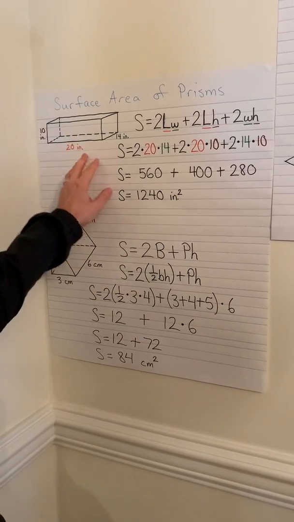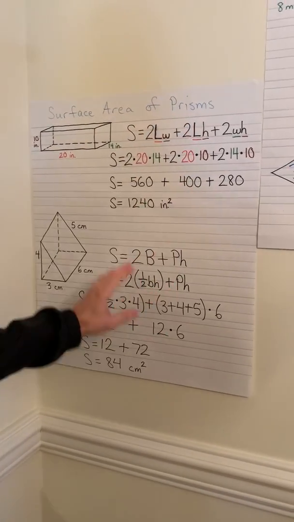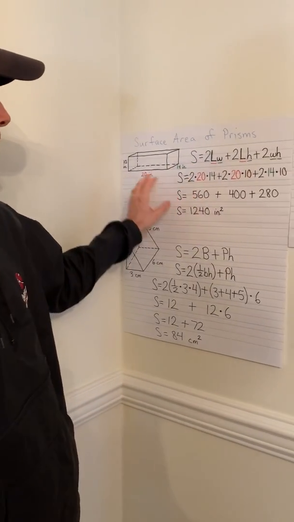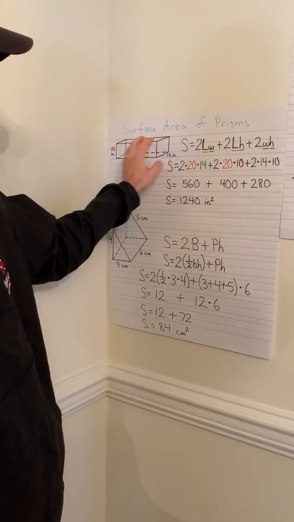All right, so today we're talking about surface area of prisms. There's different ways to do these, so I'm going to show you a couple of different methods. Over here we got some formulas. We got two different shapes. We'll start off with a rectangular prism.